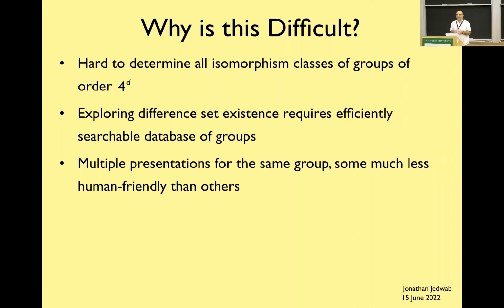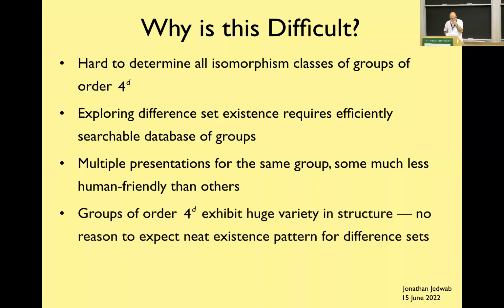And the last obstacle, I think, is if I've convinced you that the structure of groups of order a power of 2 is hugely complicated and there's massive variety, it's very reasonable to ask, why are you expecting any pattern in the existence of these goofy difference sets? Why would there be any kind of structure amongst all of this diversity of groups?